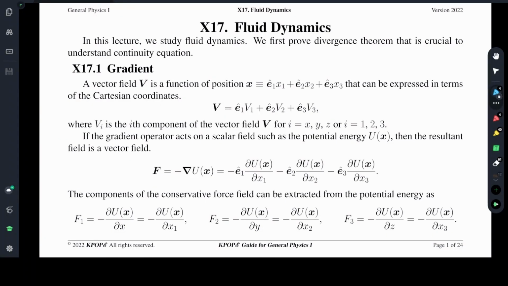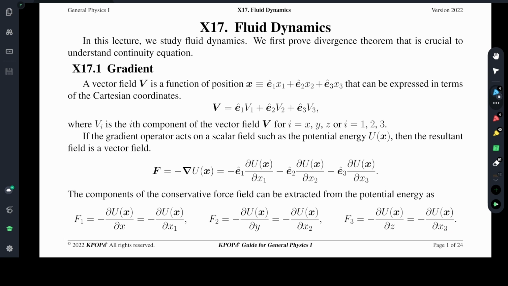In this class, we study fluid dynamics, especially the Bernoulli equation. To study the Bernoulli equation, we have to know what the divergence theorem is. At the end of the previous lecture, we studied the gradient theorem to prove the Archimedes principle. So with this, we need to consider the divergence theorem first.